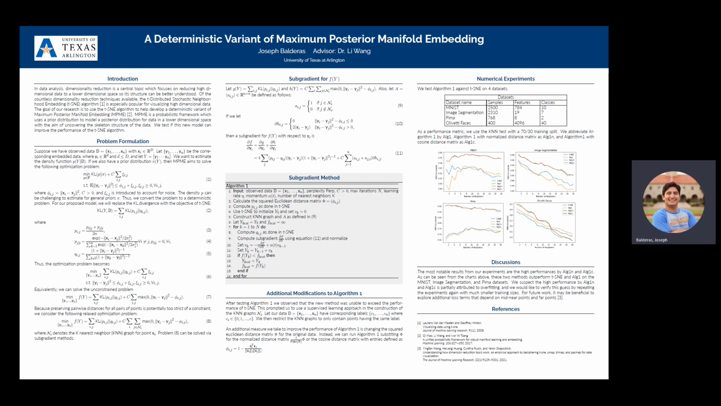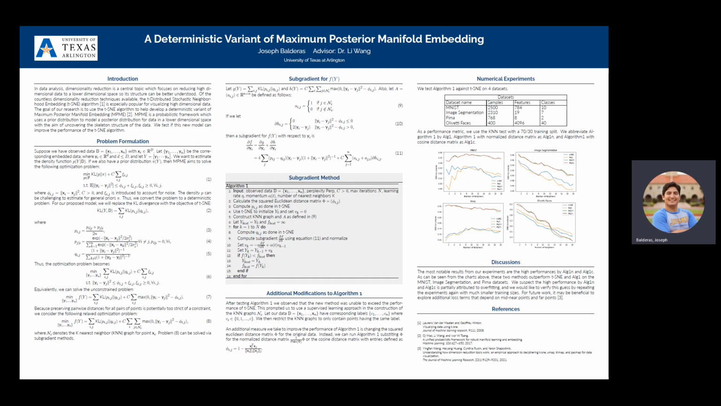manifold embedding. In data analysis, dimensionality reduction is a central topic which focuses on reducing high-dimensional data to a lower dimensional space so its structure can be better understood. Of the countless dimensionality reduction techniques available, the T-distributed stochastic neighborhood embedding, or t-SNE algorithm, is especially popular for visualizing high-dimensional data. The goal of our research is to use the t-SNE algorithm to help develop a deterministic variant of maximum posterior manifold embedding, or MPME.